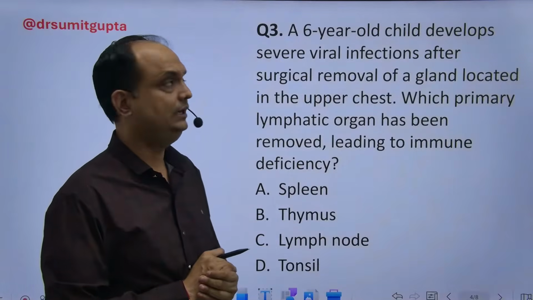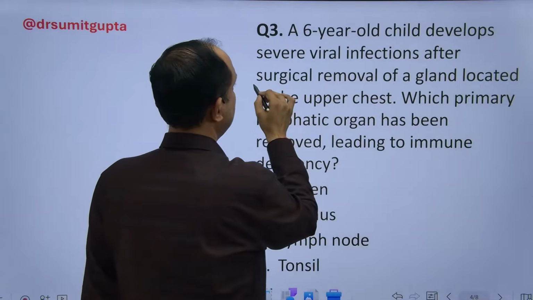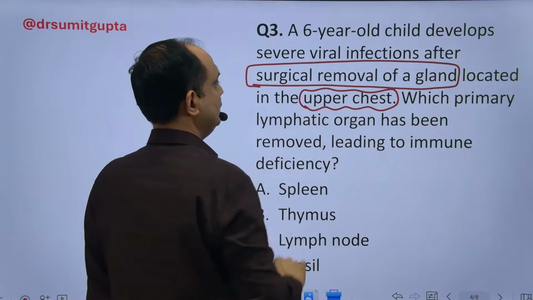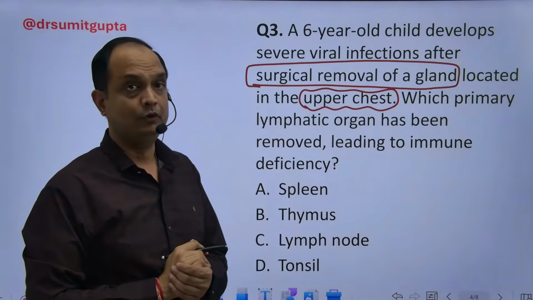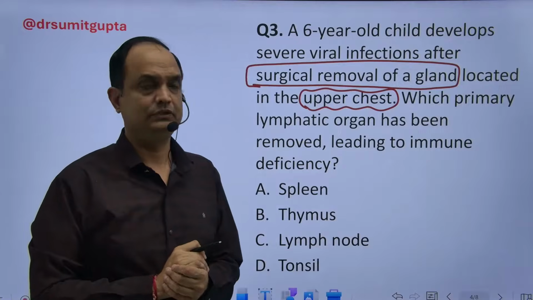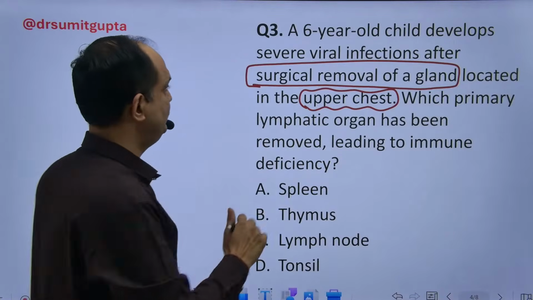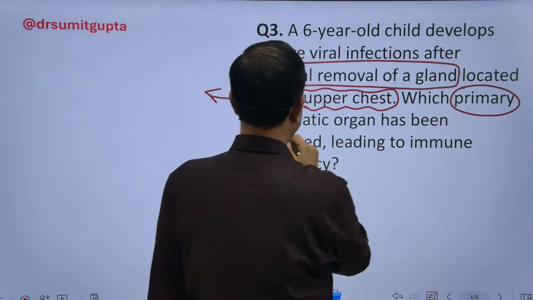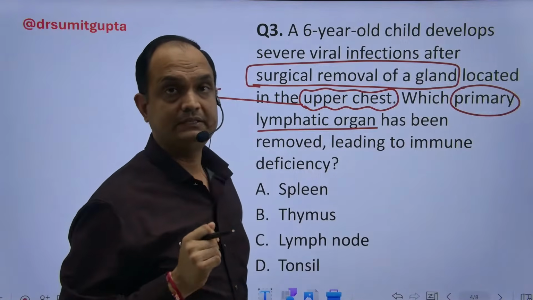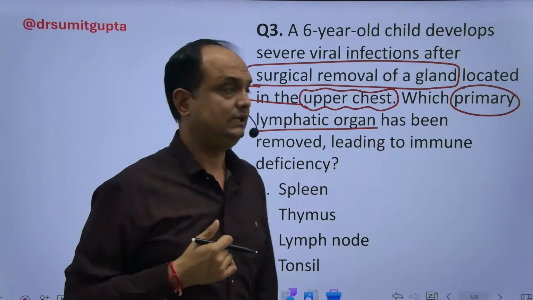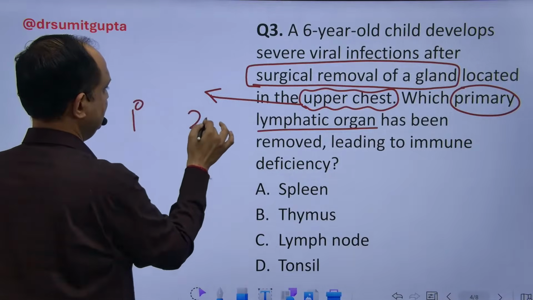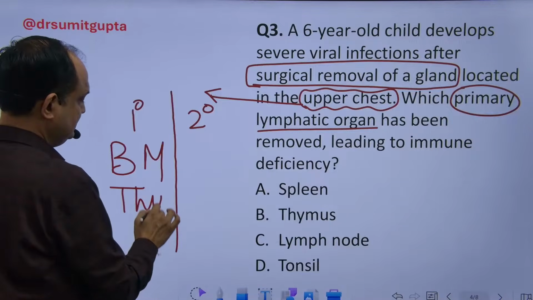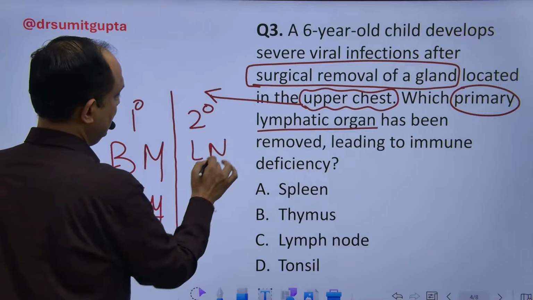A 6-year-old child develops severe viral infection after surgical removal of a gland present in the upper chest. Now, which primary lymphatic organ has been removed, leading to this immune deficiency? There are two clues in this question. First, it is present in the upper chest, and second, it is a primary lymphatic organ. Now, in the lymphatic system, there are two sets of lymphatic organs, primary and secondary. The primary lymphatic organs are bone marrow and thymus, and the secondary ones are lymph node and spleen.